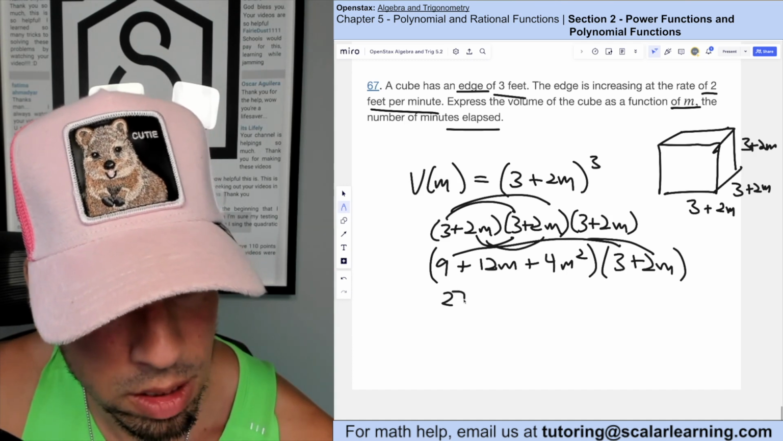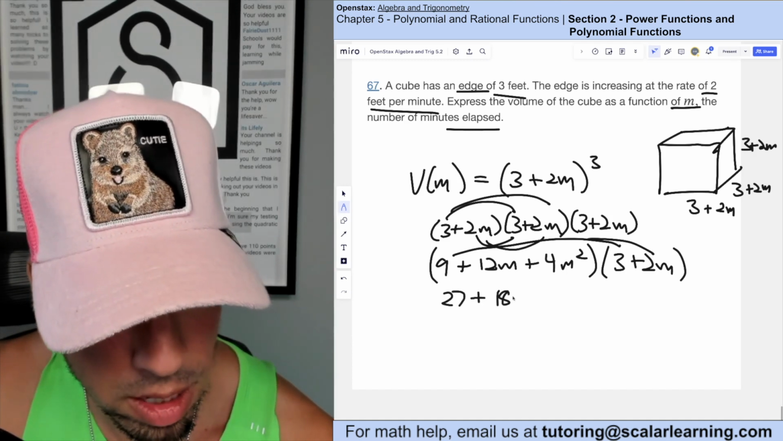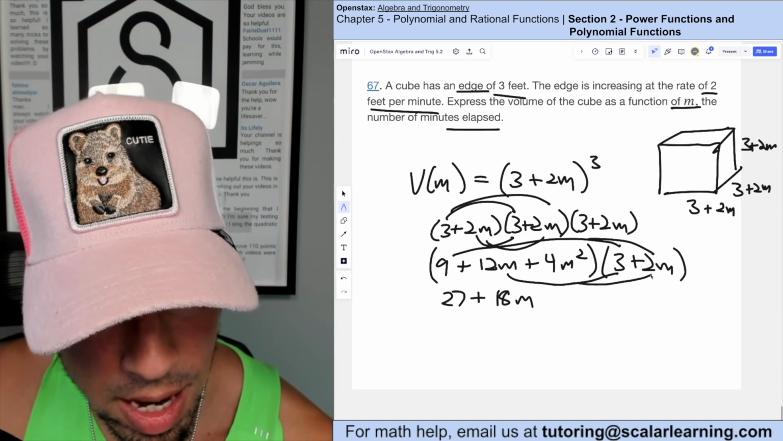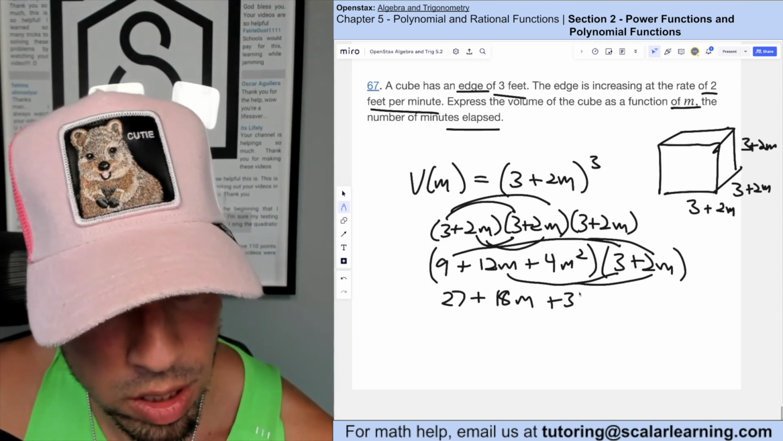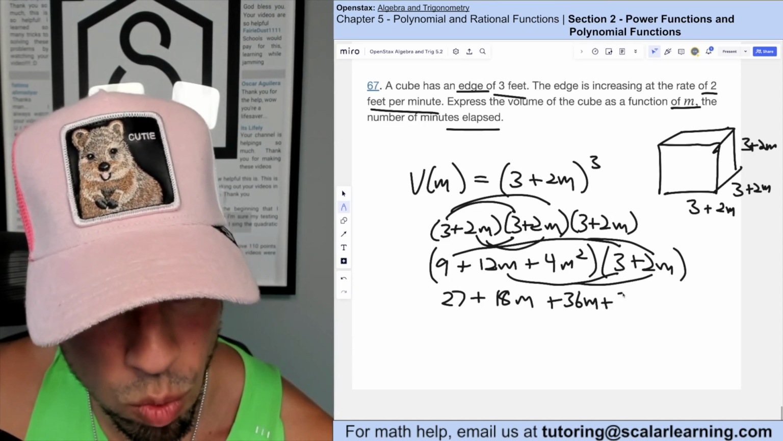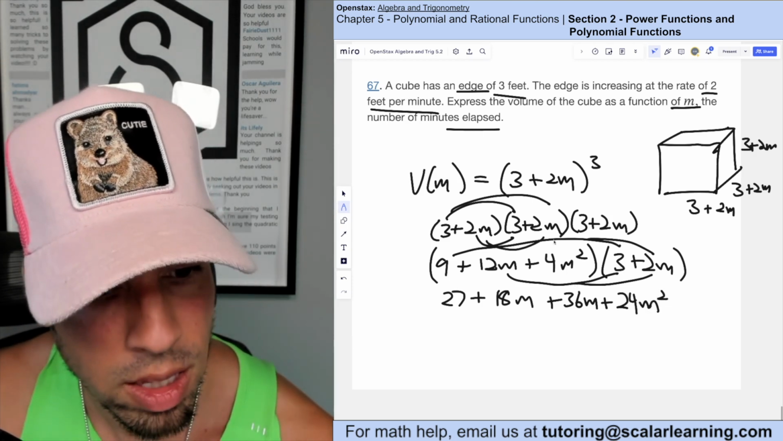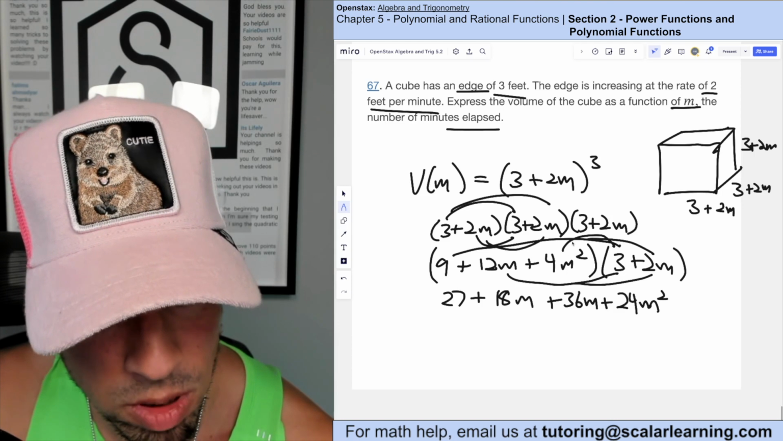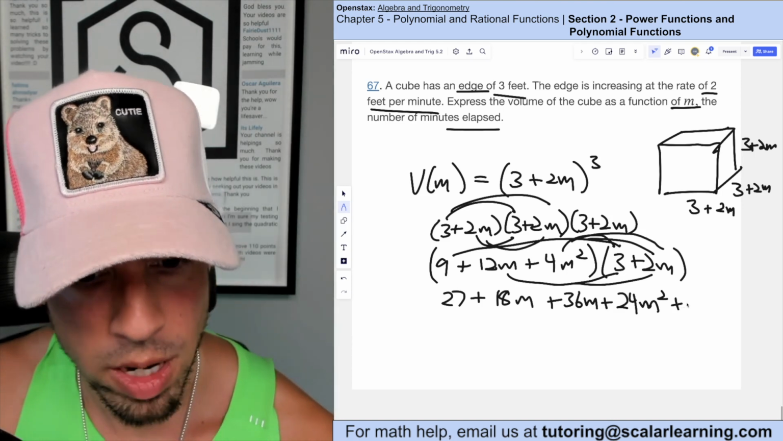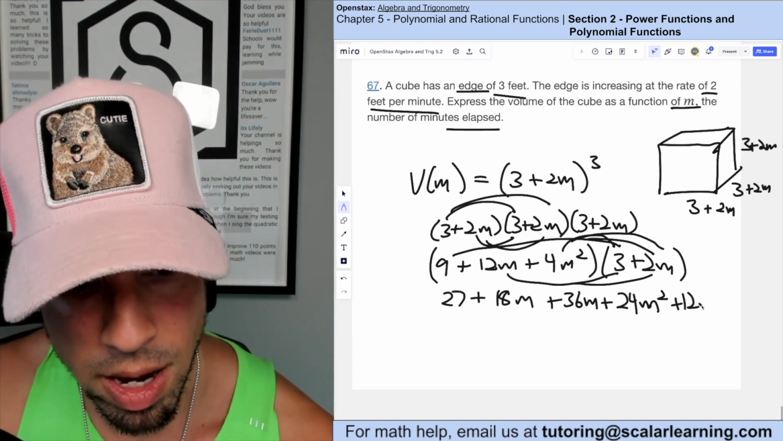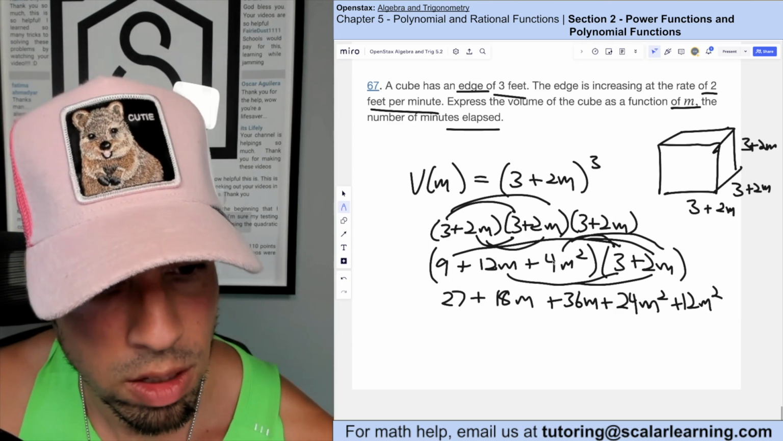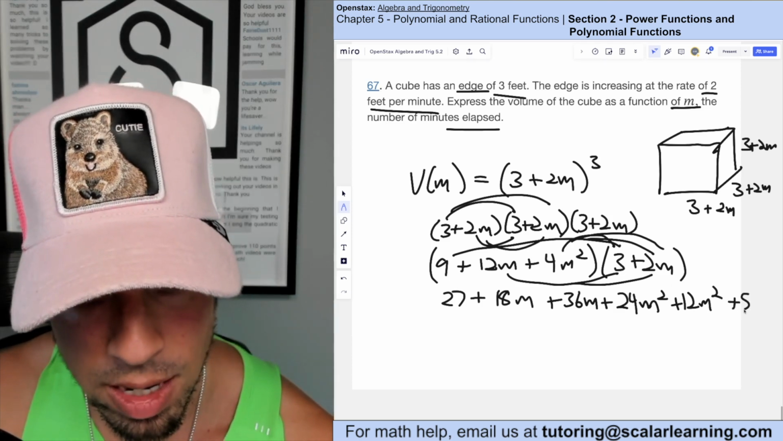So we got 27 plus 18m. Then we have the 12m hitting that and that, which is 36m plus 24m squared, right? 12 times 2 is 24. And then last but not least, 4m squared times the 3 and times the 2m. So we have 4 times 3 is 12m squared, and then 4m squared times 2m is 8m cubed.